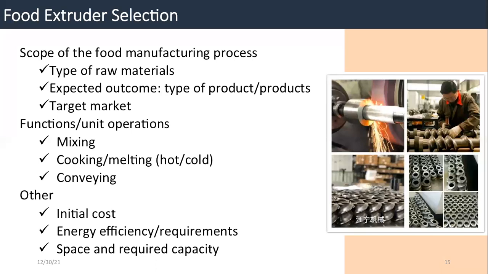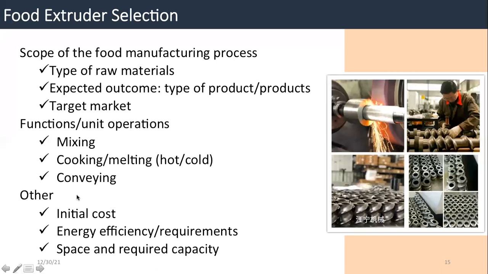Therefore, the cooking step is not important in the extruder. Again, imagine it is a ready-to-cook product. So we have to increase the temperature and cook it, right? So unit operations are very important.